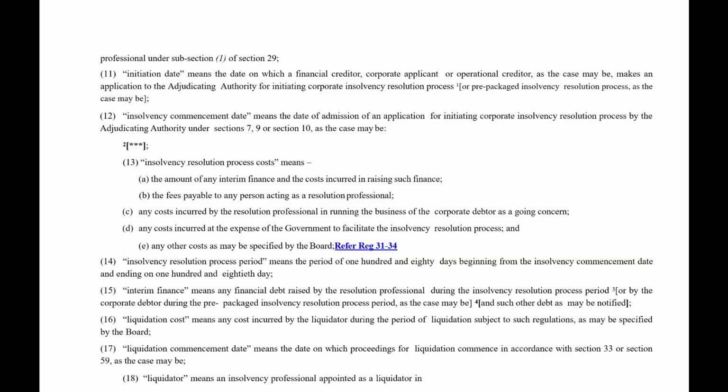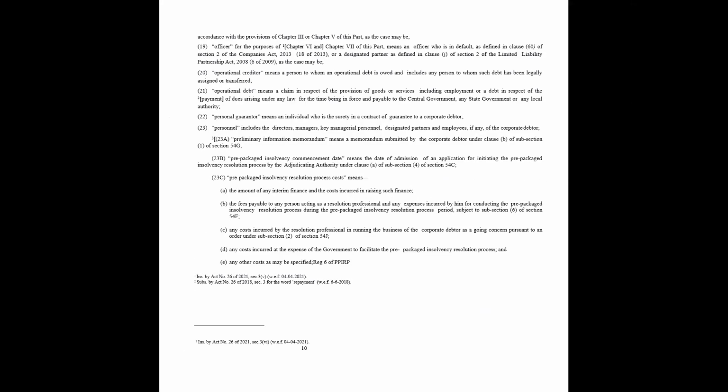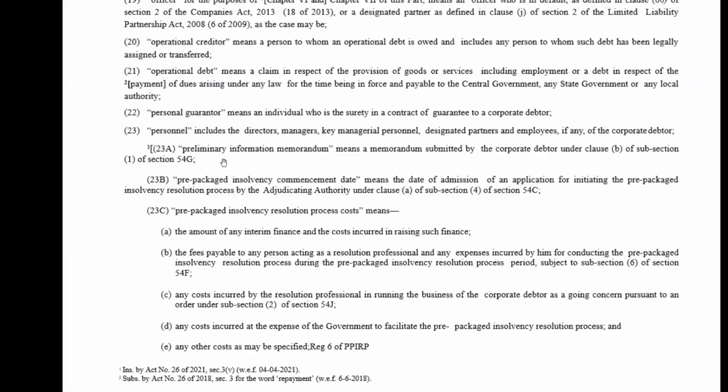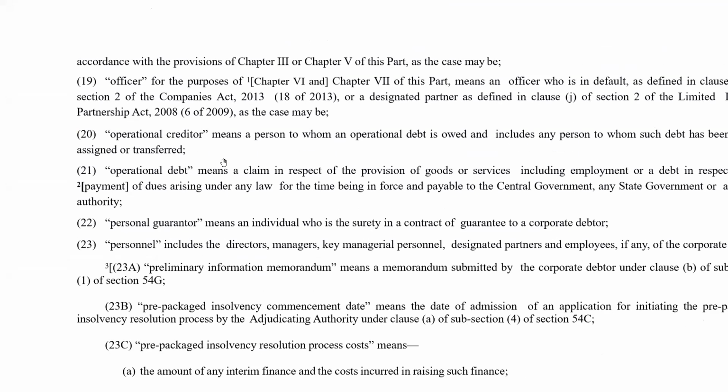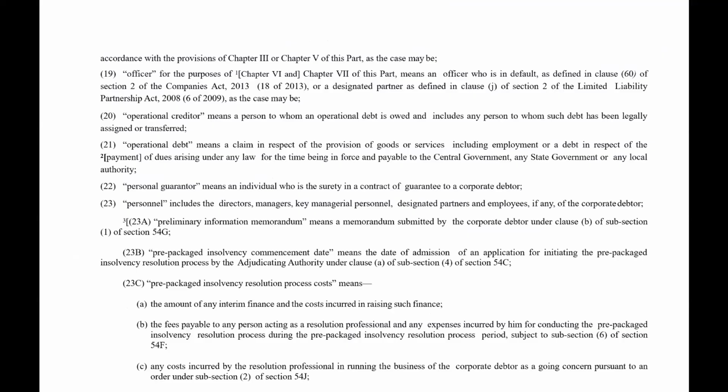Liquidation cost means any cost incurred by the liquidator during the period of liquidation, and liquidation commencement date means the date on which the proceedings for liquidation commence. And liquidator is also an insolvency professional. So liquidator means an insolvency professional appointed as a liquidator. Officer, for this purpose, because there could be some penalties on the officers also. So officer also has to be defined. For the definition of officer, we will refer to the Companies Act or LLP Act.